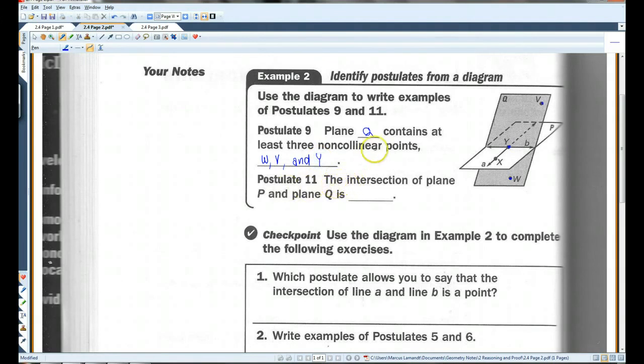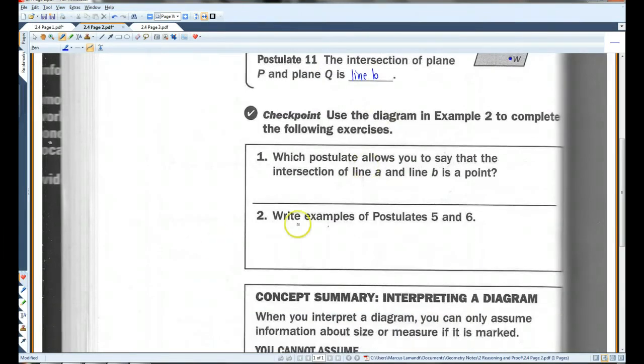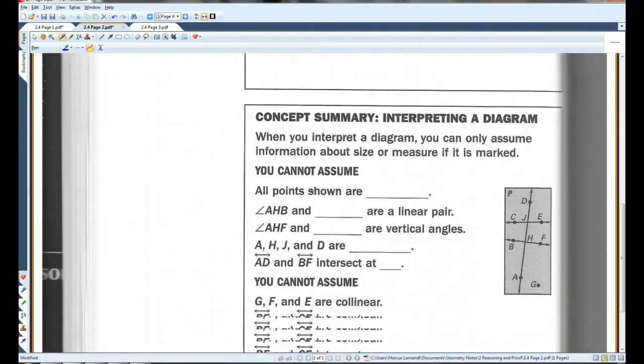Okay, postulate 11. The intersection of plane P, that's this diagonal plane, and plane Q is this line, line B. Okay? Alright, I'll let you guys do the checkpoint.